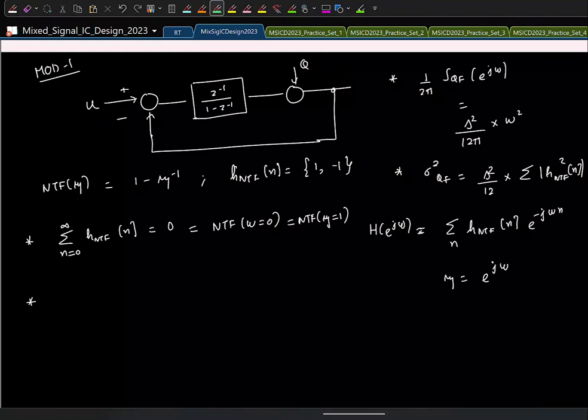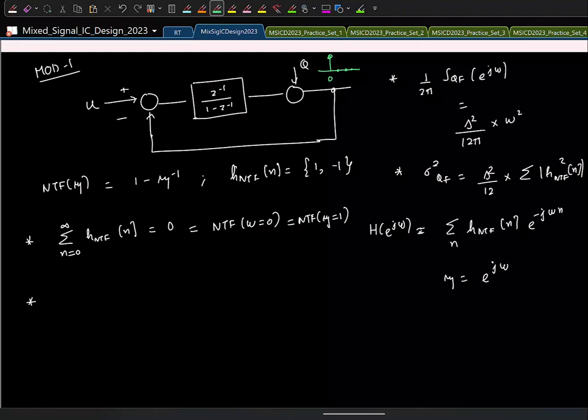So let's quickly check. I'm applying an impulse at n equal to 0. Others are all zero. And what will be the first sample of the impulse response? I mean, you already know the impulse response. What is the first sample? 1. Now, why does it make sense?